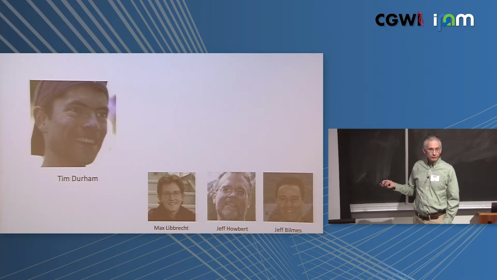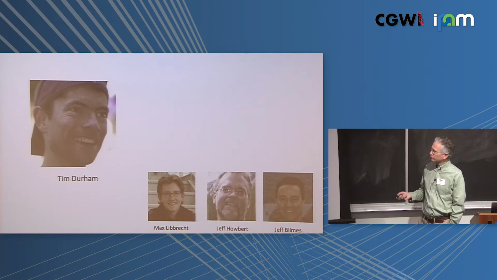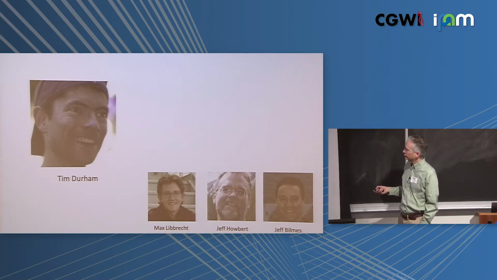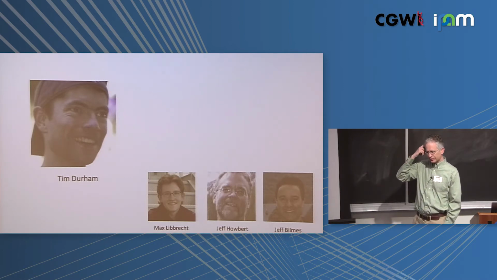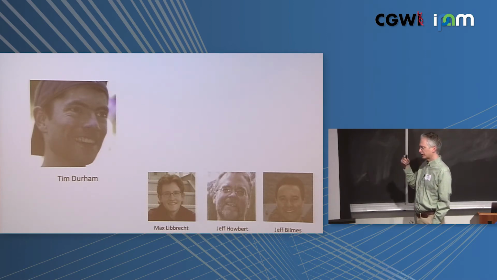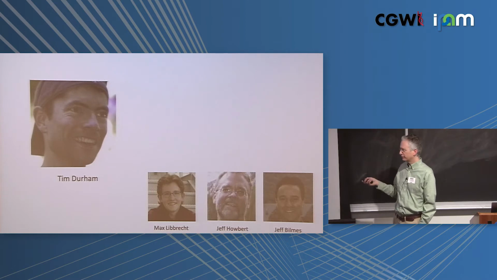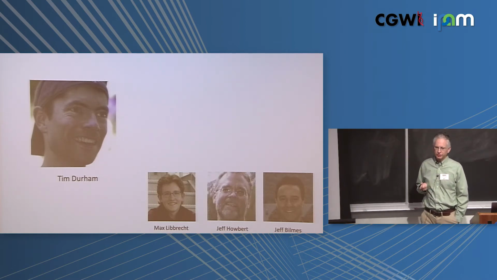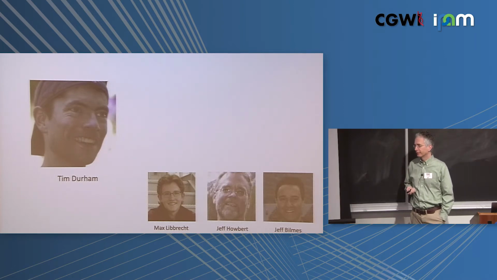So the people involved in the project, Tim is the main grad student, Max is another grad student or former grad student in my lab who helped out with the project. Jeff Haubert was a research scientist, now retired, who actually specializes in mass spectrometry, but I'll tell you about his role in a second. And then Jeff Bilmes is a longtime collaborator of mine. He's a machine learning expert in the electrical engineering department.